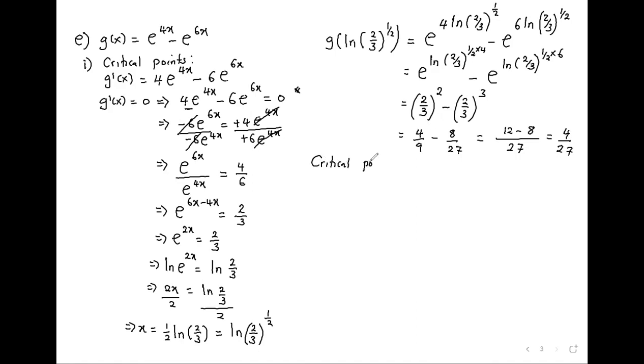So the critical point that we have is ln (2/3)^(1/2), comma, 4/27. This is the critical point that we have.